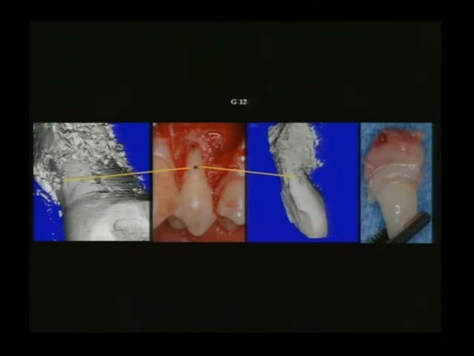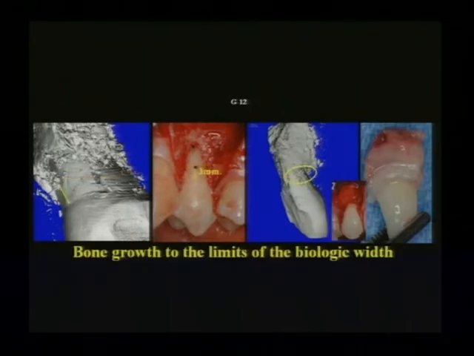Now, again, an interesting thing is we got bone growth, we got as much as we could get. At first, when I looked at it, I said, well, why aren't we getting it further down? But you have to remember, I made these recession defects 3 millimeters. So that mark there is 3 millimeters. How much room do you need for your biologic width? About 3 millimeters.